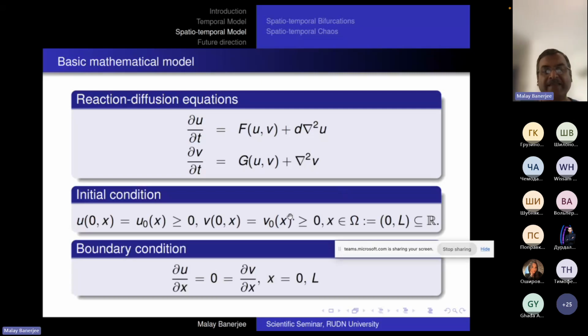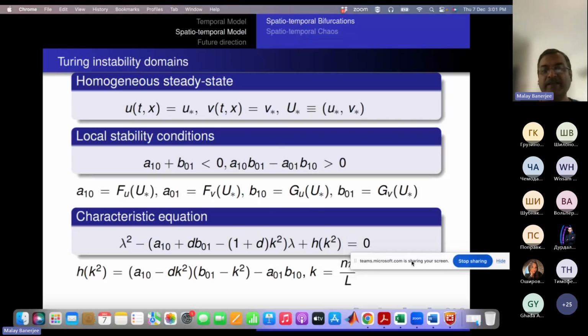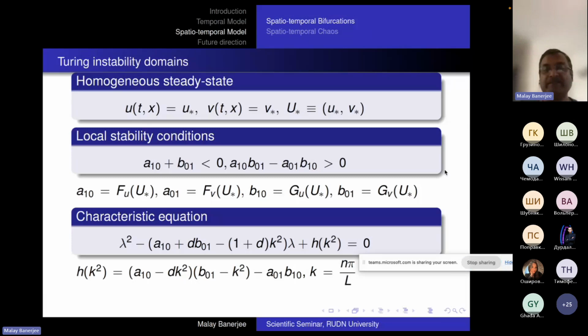As I have mentioned, this is the initial condition, a non-negative initial condition, and for simplicity of numerical simulation and bifurcation structure, we have a one-dimensional spatial domain. So these are the conditions as I have described earlier, but just one thing I want to highlight here is that the Turing instability condition is mainly written in terms of the wave number k, where k is equal to n by L, and this n and L play a crucial role in our bifurcation analysis.